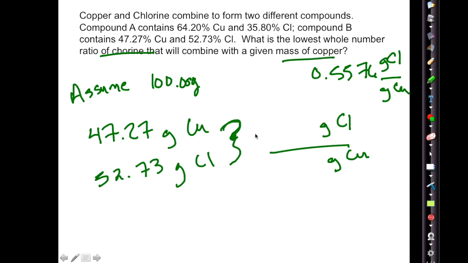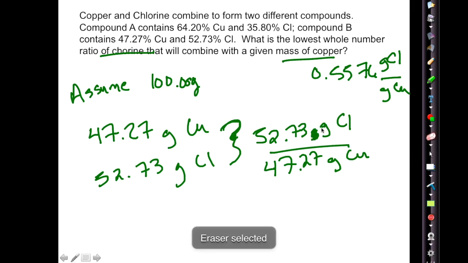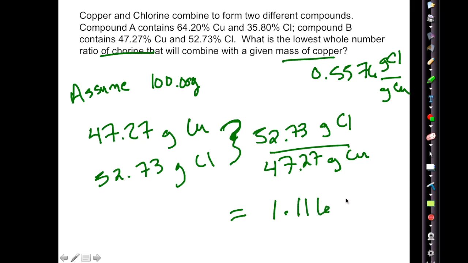So chlorine goes in the numerator, 52.73 grams, and copper in the denominator, 47.27 grams. Oops, don't need grams in there twice. Get my eraser. There we go. And just like we did before, we're going to calculate the ratio in decimal form. So dividing through, we get 1.116 grams chlorine per gram copper.